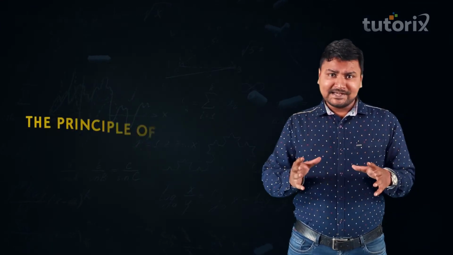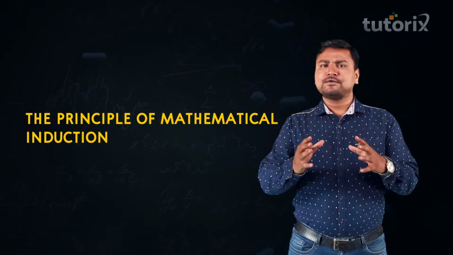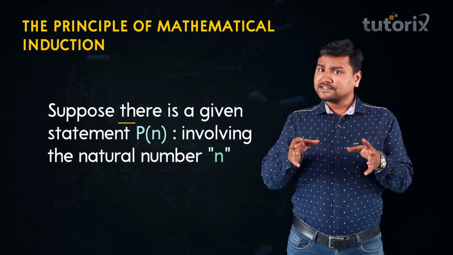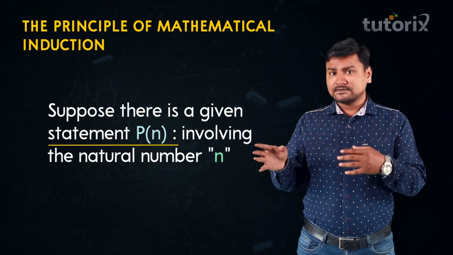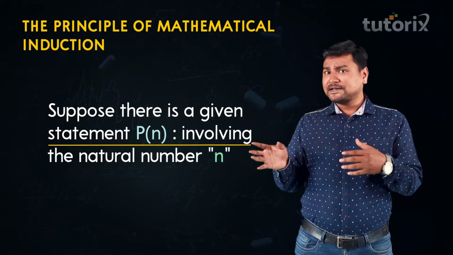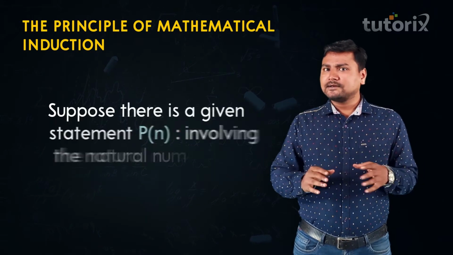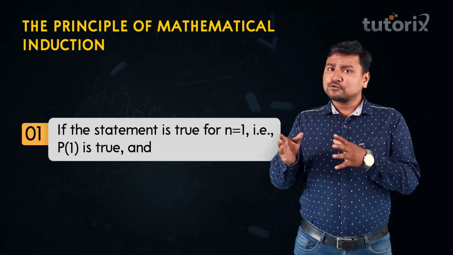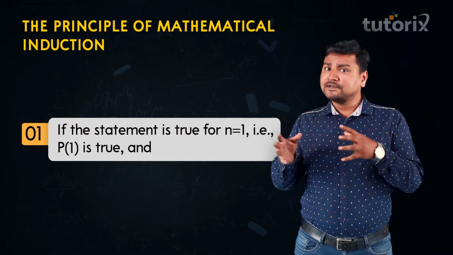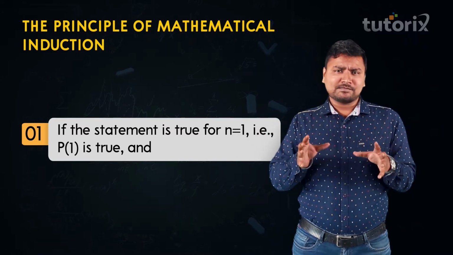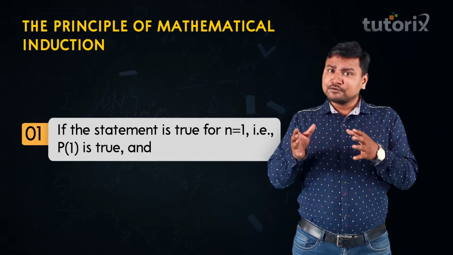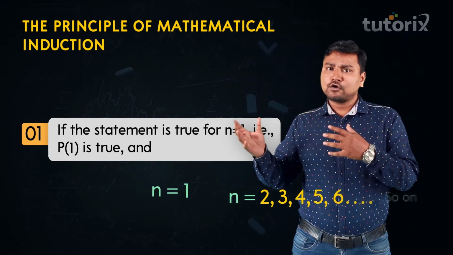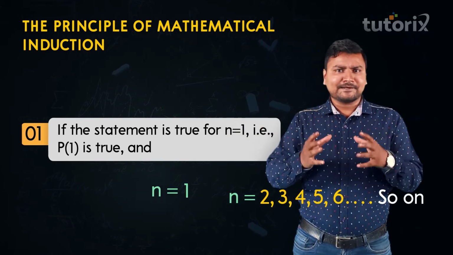Now let's see the formal definition of the principle of mathematical induction. The principle of mathematical induction says that suppose there is a given statement P of n, where the statement depends on the natural number n, such that property number 1 says that the statement is true for n equal to 1, that is, P1 is true. Well, you all must be thinking why we have checked the particular case just for n equal to 1. Why not for 2, 3, 4 or so on? Well, we will come to this in the later part.